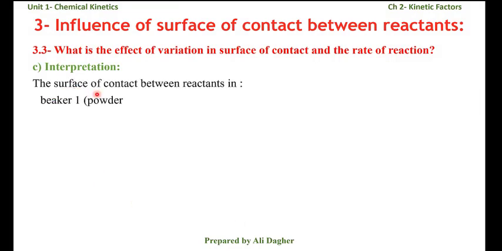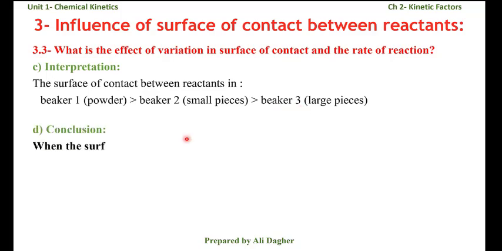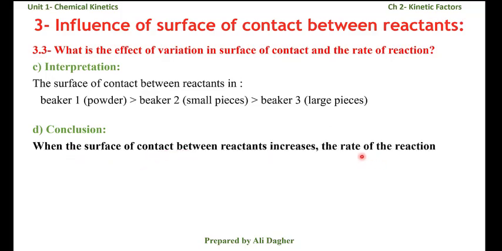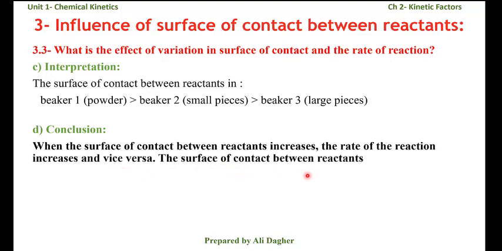Why? The difference between the 3 beakers or the 3 experiments is the surface of contact between reactants. In beaker 1, where we have powdered calcium carbonate, it is bigger than that in beaker 2, where we have small pieces of calcium carbonate, which is bigger also than that in beaker 3, where we have large pieces of calcium carbonate. Conclusion: when the surface of contact between reactants increases, the rate of the reaction increases, and vice versa. Then the surface of contact between reactants is a kinetic factor.